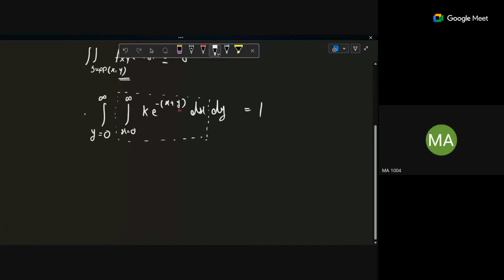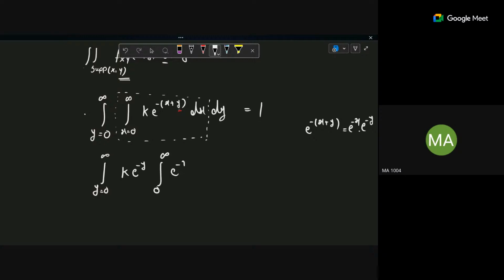Now I have k e to the power minus (x plus y). The easiest way is to common out your constant things, so that you do not get confused. K is constant, and e to the power minus y also. I can write e to the power minus (x plus y) as e to the power minus x into e to the power minus y. That way I just common out e to the power minus y because I am considering y as a constant. So now my limit is from 0 to infinity, e to the power minus x dx, which should be equal to 1.